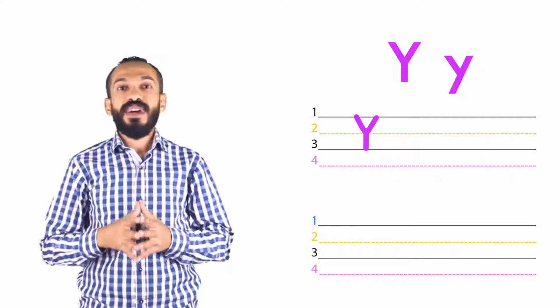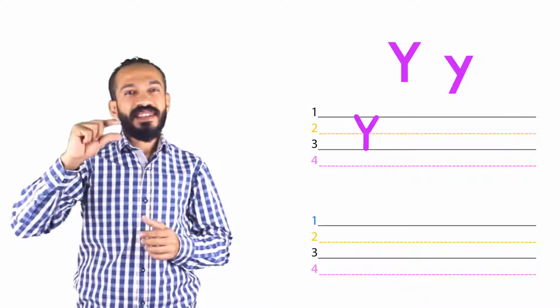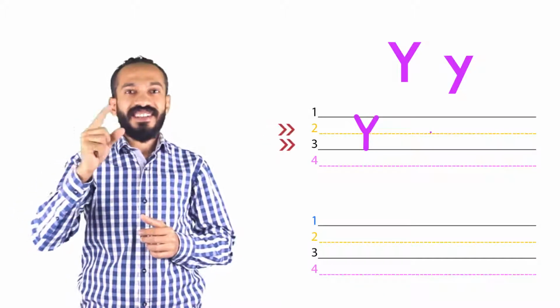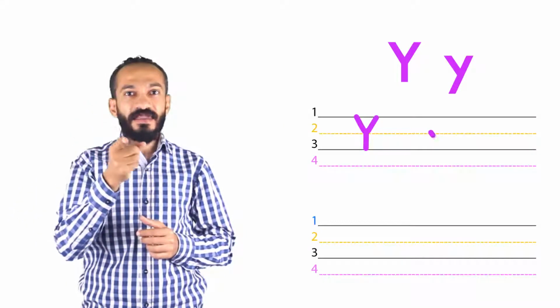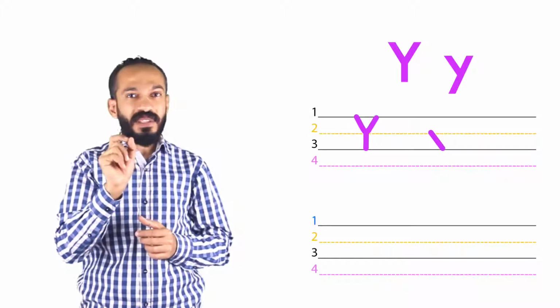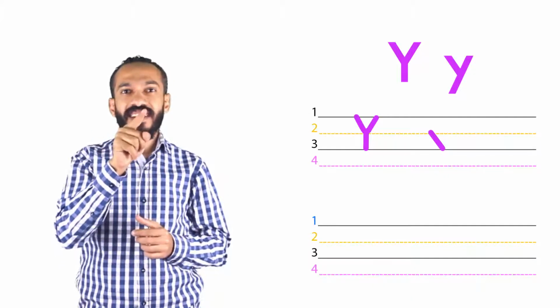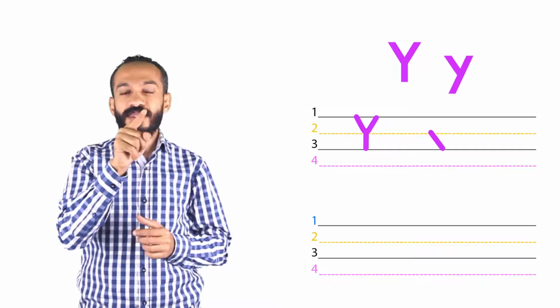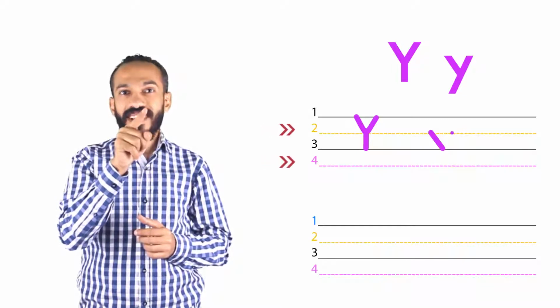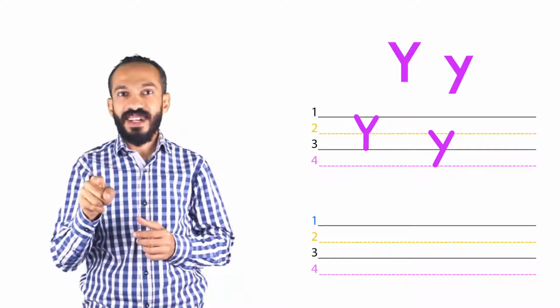A lowercase y. First, we draw a leading line between the second and the third lines, from the left to the right. And then we release the pencil. And another leading line, but this one is going to be longer, between the second and the fourth lines, and it goes from the right to the left, this way.